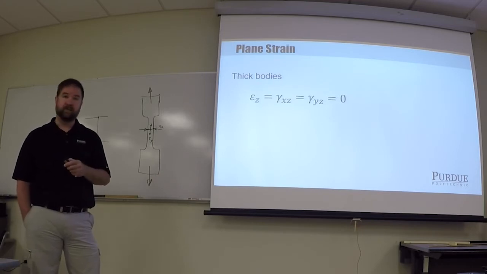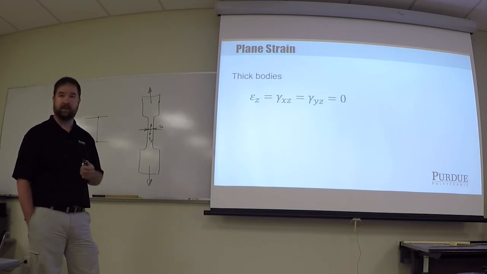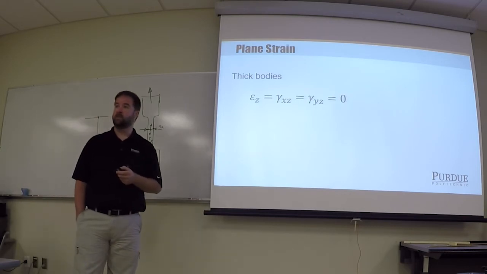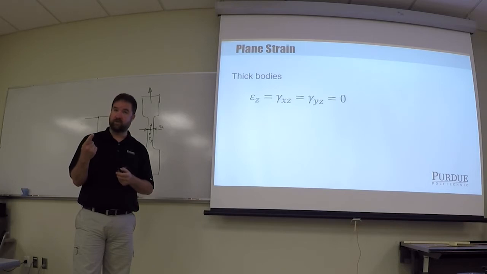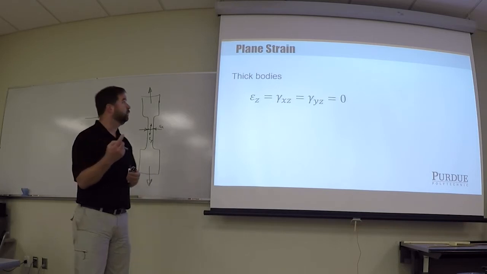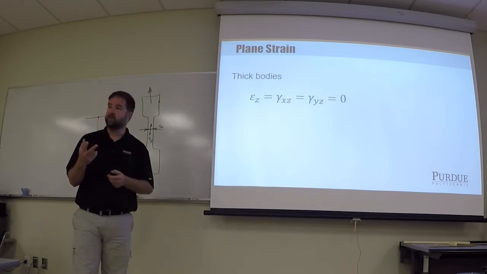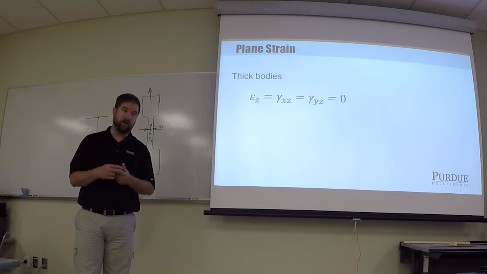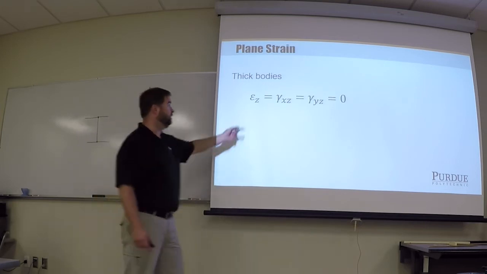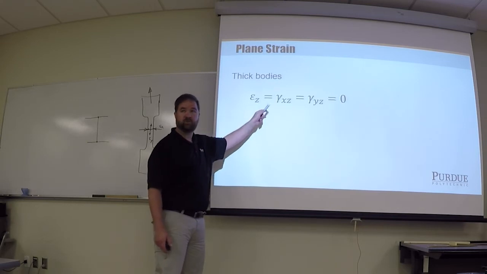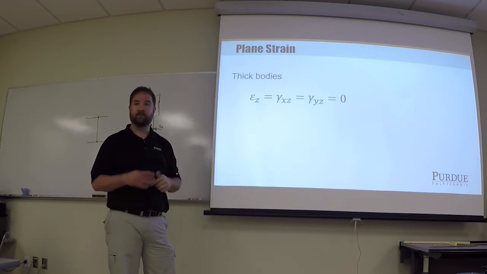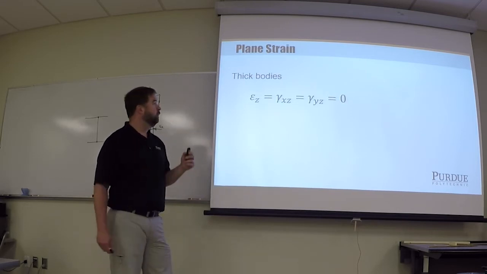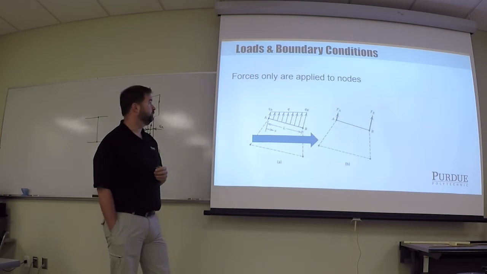The biggest thing is I want you to understand that there are some simplifying things that we can do in these two scenarios. One of them we call plane stress. All the stresses are 0 in the z direction. The other we call plane strain. All the strains are 0 in the z direction. But 0 strains in the z direction does not mean 0 stress in the z direction. Okay? So that's the distinguishing difference between the two.